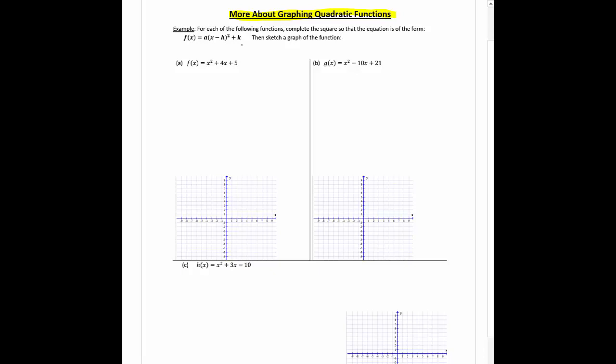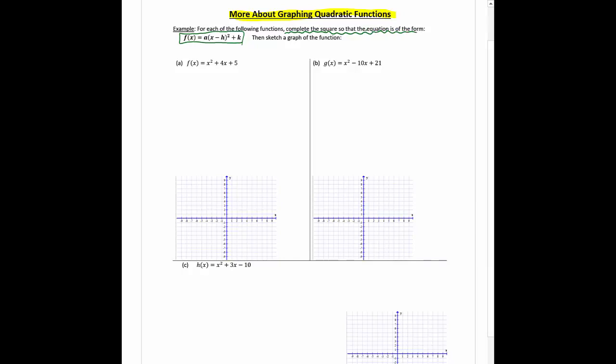But remember, they had this special form. It looked like this, where it was a times (x minus h) squared plus k. So the problems that we're going to be given in this section don't have quite that nice form. They don't look quite the same. So in this section, in order to graph them, what we're going to do is, like it says here, complete the square so that the function is of this form. And then we'll be able to graph it.